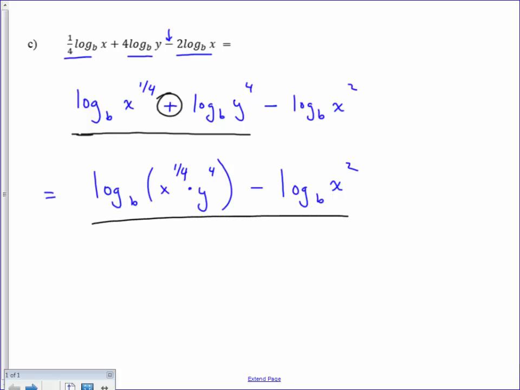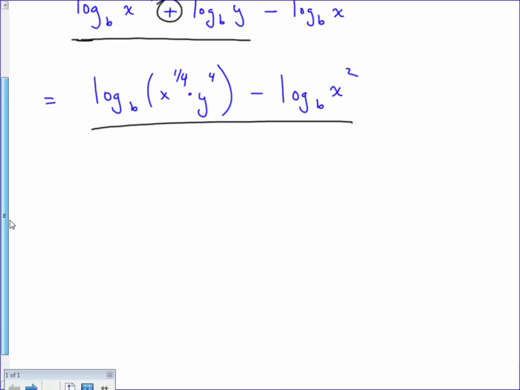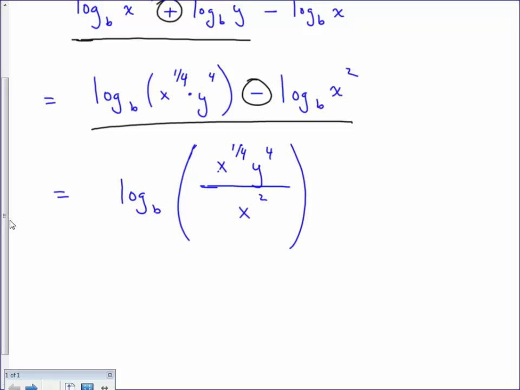Now, left to right, do the next 2 logs. Here I see a minus in between. That means this is going to be a quotient. So I take the 2 logs that are being subtracted, I rewrite it as one single log, and then I take the quotient of my 2 arguments. Whatever argument is first always goes on the top, and then whatever argument is last always goes on the bottom.